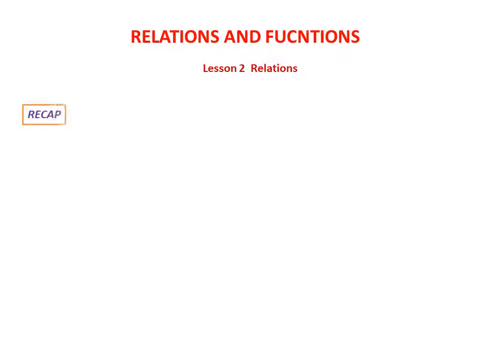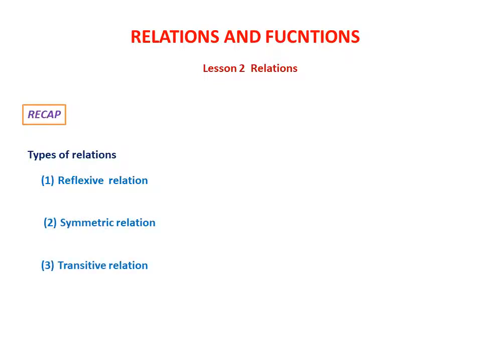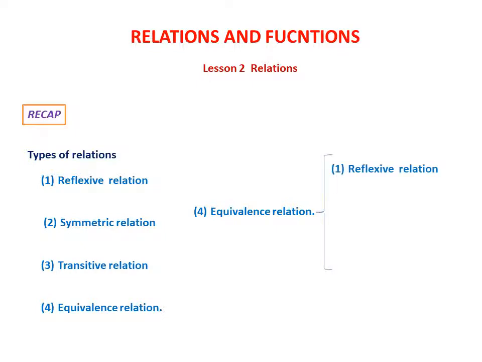In the last class, we studied these things, types of relations. First one, reflexive relation. Second one, symmetric relation. The third one, transitive. And the last one, equivalence relation. And you know that an equivalence relation is a reflexive relation, and it is also a symmetric relation, and it is also a transitive relation. This we have studied.